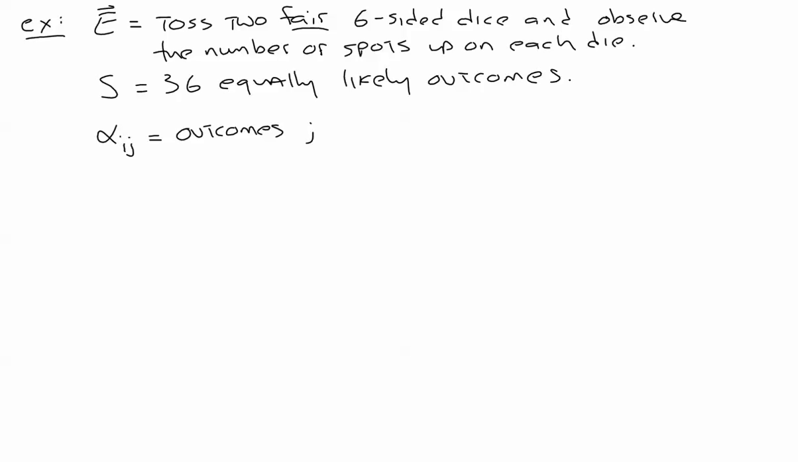And little i indicates the number of spots up on die 1. And j is the number of spots up on die 2. And let's pretend that my dice are somehow distinguishable from one another. One's red and one's green, one's large, one's small. Somehow you can keep track of which die is which.